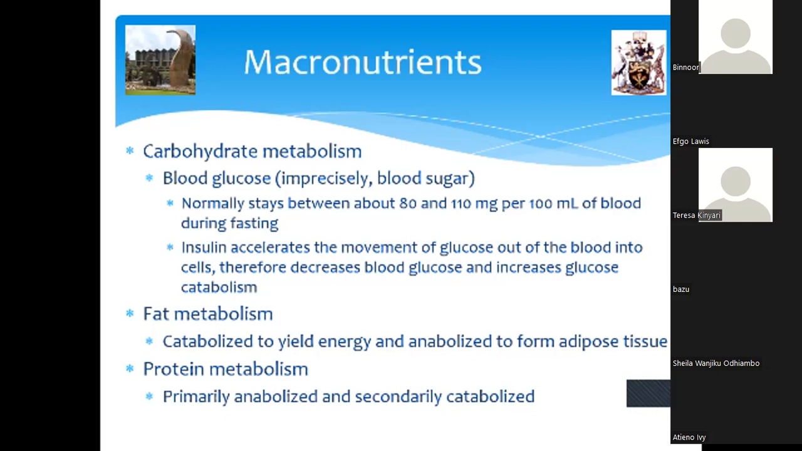Fat metabolism is also important because this is where fat has more energy source, about 9 kilocalories, as opposed to glucose that has 4 kilocalories. And so basically we have catabolism taking place to yield energy, and fat is normally anabolized to form adipose tissue.